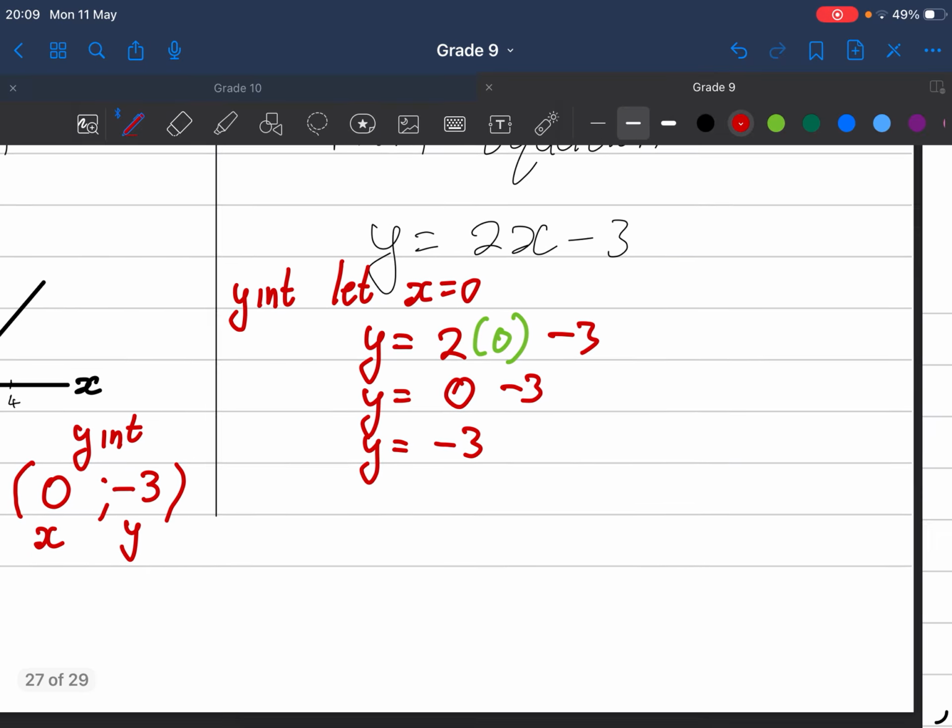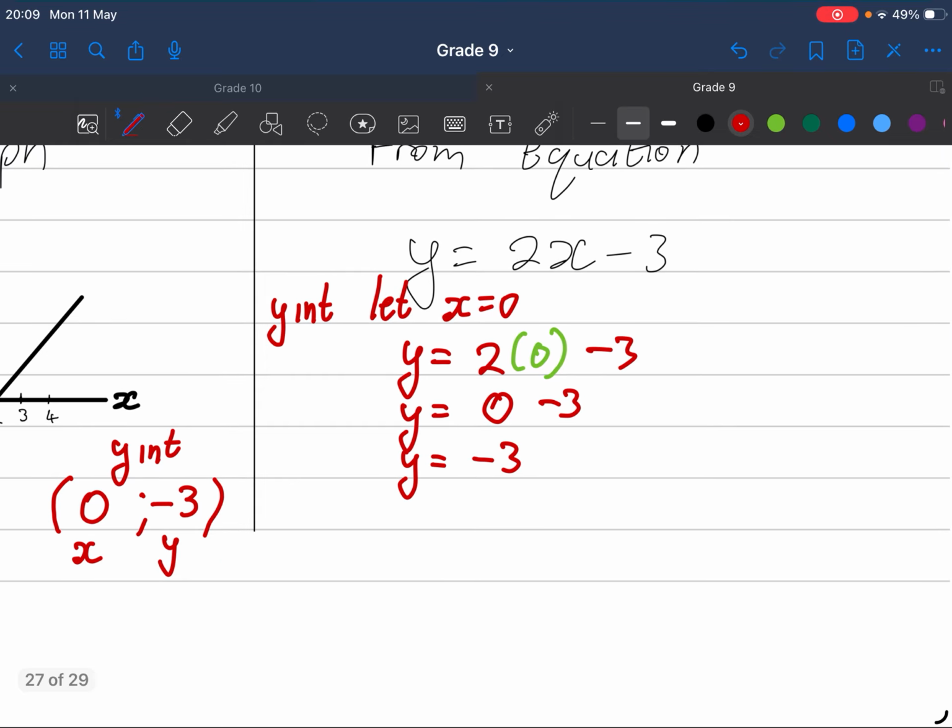But is that my y-intercept? No, I need a coordinate. Y-intercept is a coordinate. An x value and a y value. But for y-intercept, the x value is 0. And in this case, we found our y value as negative 3.